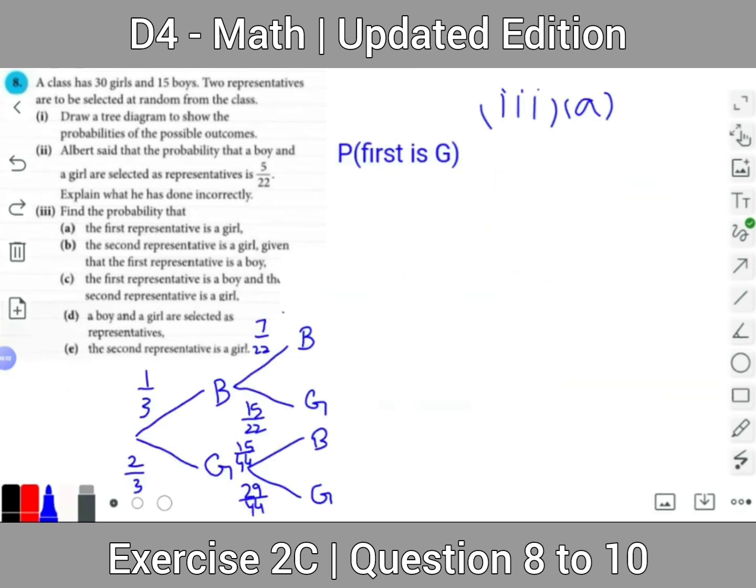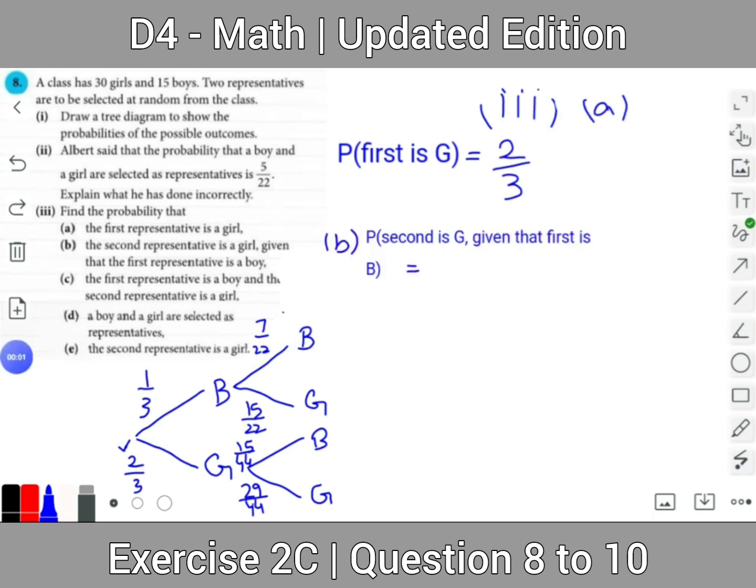Now in part 3, find the probability that the first representative is a girl. So from the tree diagram, we can see that the probability that the first student is a girl is equal to 2/3. Now in part B, the second representative is a girl given that the first representative is a boy. So we have to find the probability that the second is G given that the first is a boy. So here we have the probability 15/22.